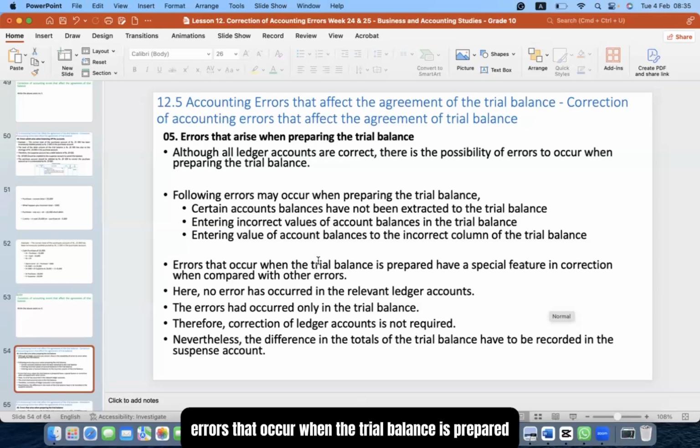Errors that occur when the trial balance is prepared have a specific feature in the correction when compared to others.